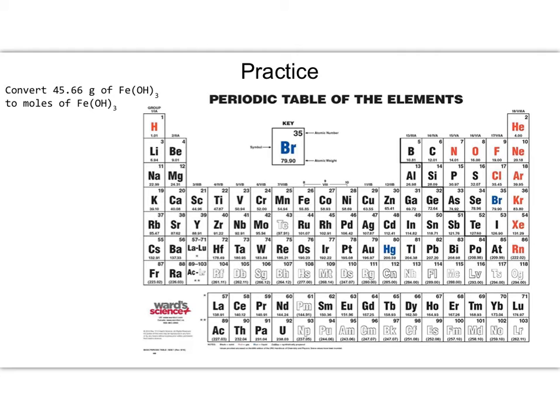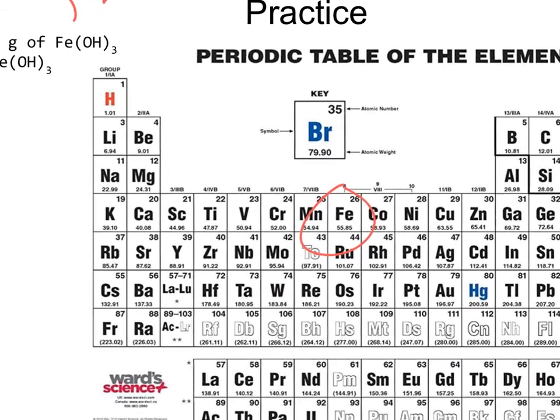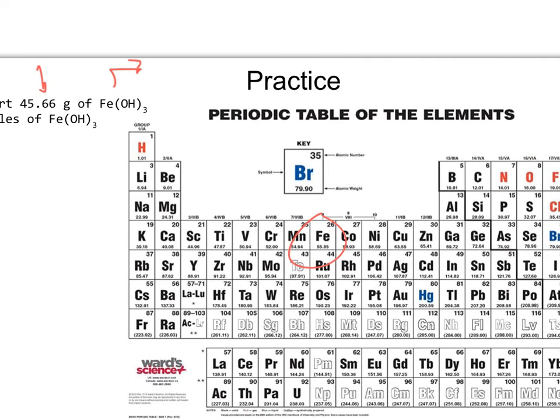All right, 45.66 grams. Okay, again, always look at what you are given. You're given grams. We're converting to moles, so we're going to be dividing by the molar mass. It's a compound, though, so we have to figure out the molar mass first. So iron, it's in the middle here. Iron is 55.85. Sorry, 55.85, not 58.